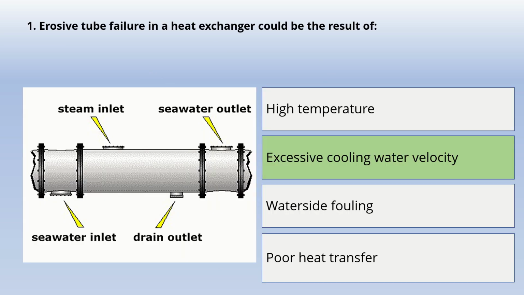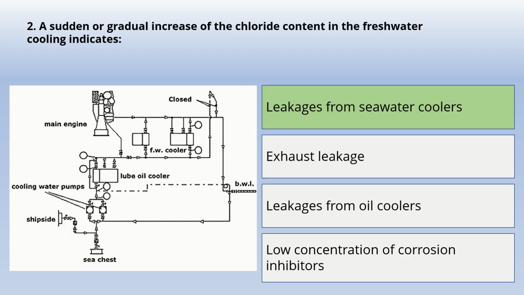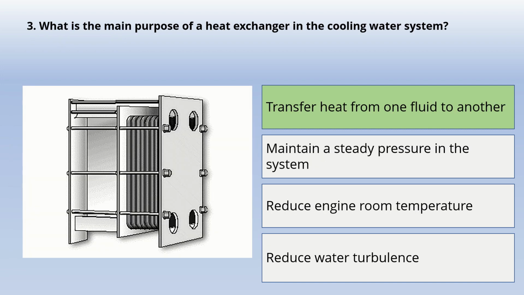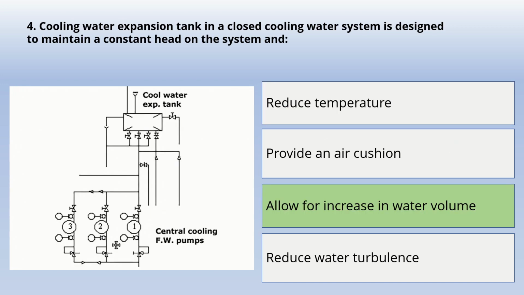Erosive tube failure in a heat exchanger could be the result of excessive cooling water velocity. A sudden or gradual increase of the chloride content in the freshwater cooling indicates leakages from the seawater coolers. What is the main purpose of a heat exchanger in the cooling water system? Transfer heat from one fluid to another. Cooling water expansion tank in a closed cooling water system is designed to maintain a constant head on the system and allow for increase in water volume.